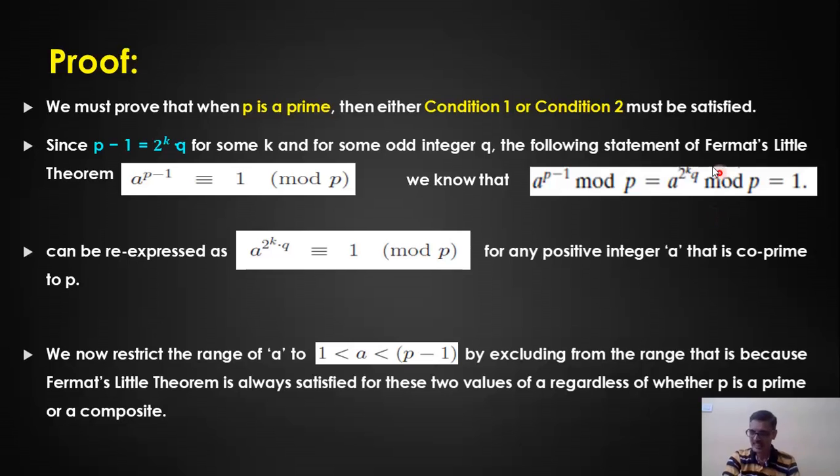So from Fermat's theorem, we know that a to the power 2 power k into q mod p is always equal to 1. We have verified that, right? So we can represent something like this. That's what I have mentioned here. Let us restrict the value of a to be less than p minus 1 in this case, to stick with Fermat's theorem. And let us understand now.